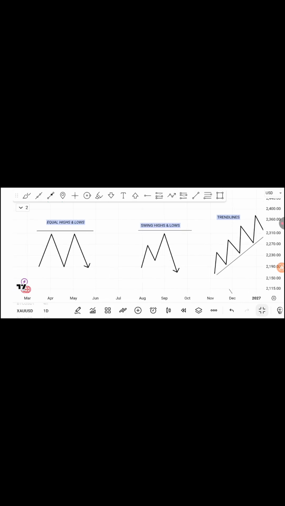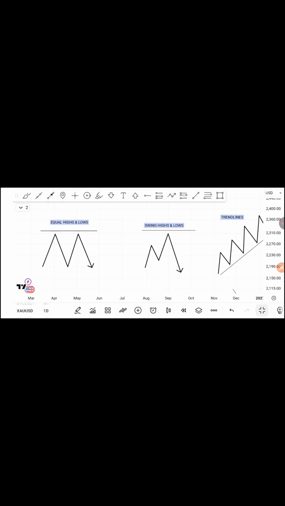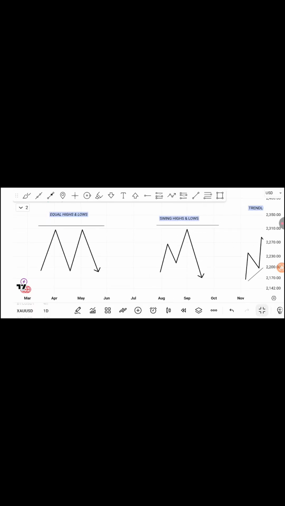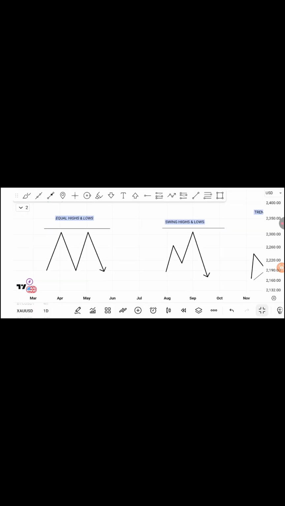So let's start with the equal highs and lows here. This is how it is. When price forms equal highs and lows, it means many traders see this as a resistance. Those retail traders, we the retail traders, we see this as a resistance.